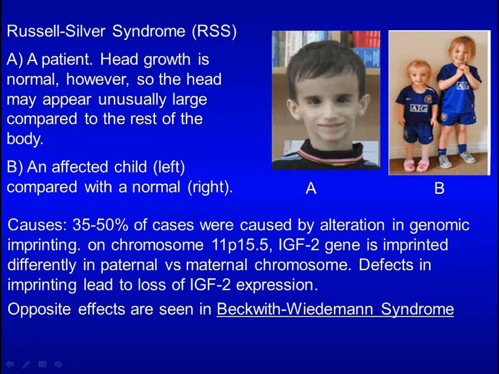Russell-Silver syndrome is caused by a loss of IGF-2 expression due to defects in genomic imprinting. Here is integration with genetics. IGF-2 gene is imprinted differently in paternal versus maternal chromosomes. Defects in imprinting lead to loss of IGF-2 expression. An opposite effect is seen in Beckwith-Wiedemann syndrome.